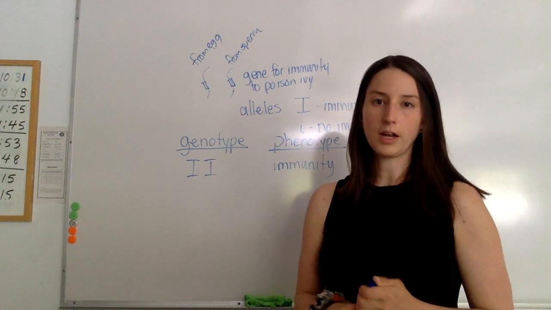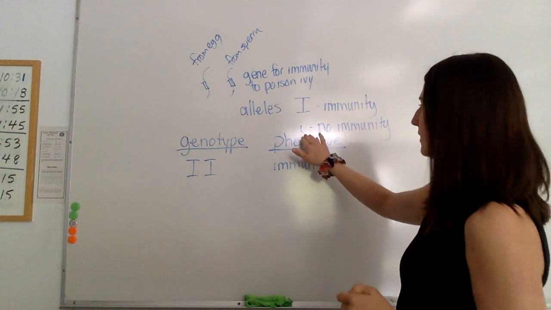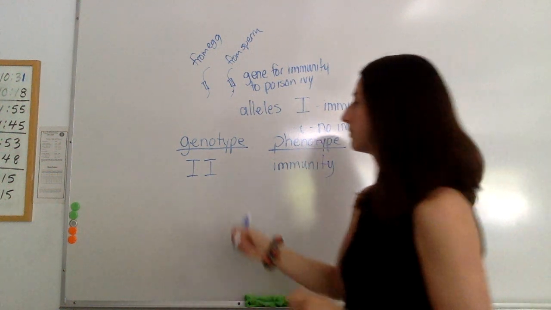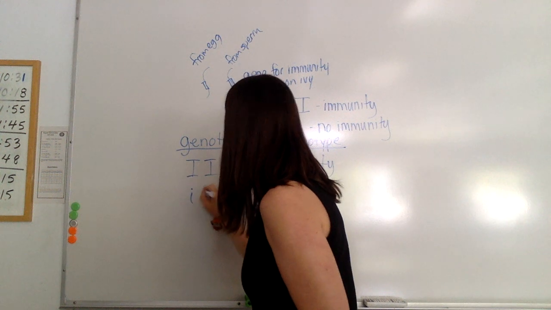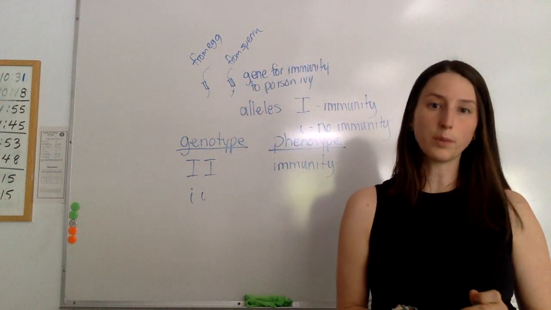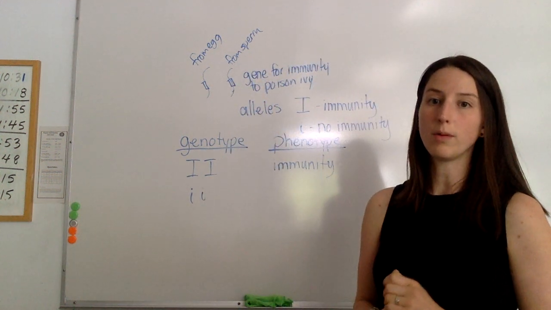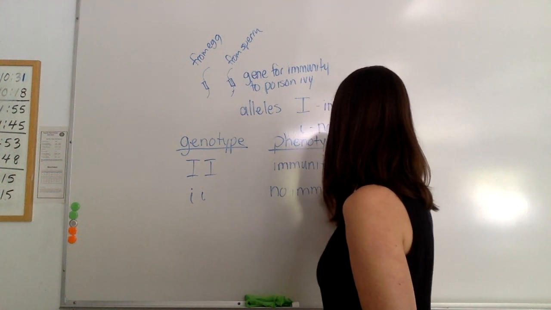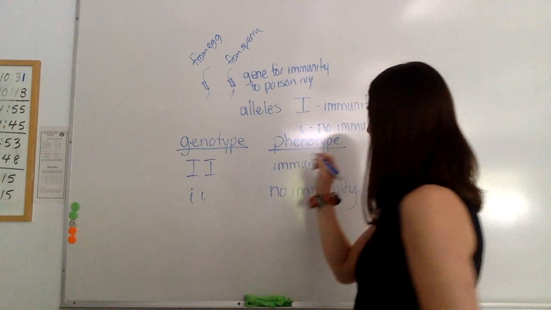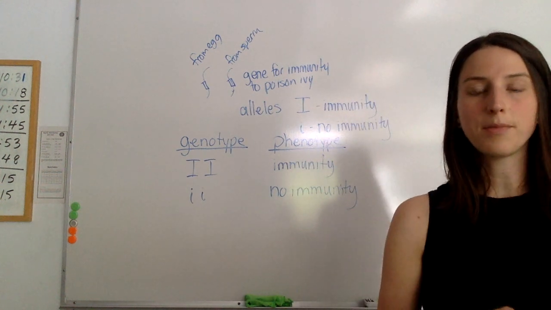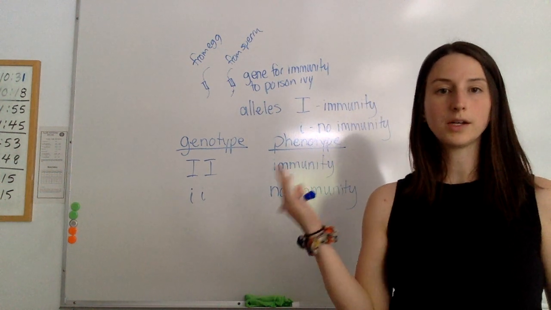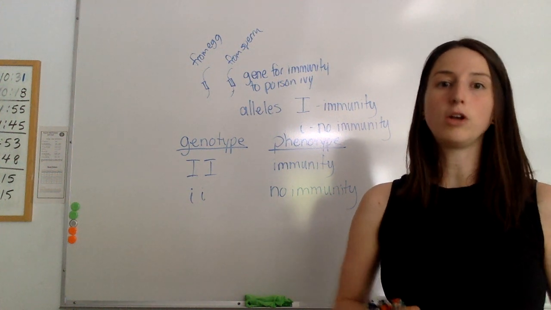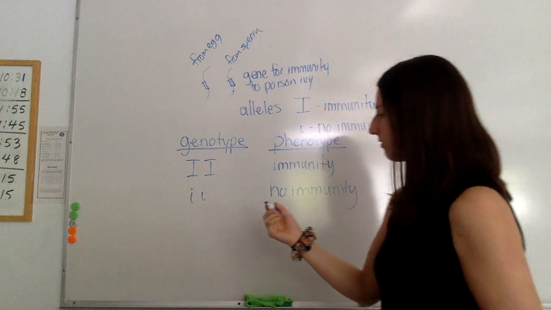Now, if you inherit a copy of the lowercase i, the no immunity allele from both parents, your genotype will be two lowercase i's and you will have no immunity. All right, now the third possibility is you get one capital I, one immunity gene, and one lowercase i, one no immunity gene, and you have this.